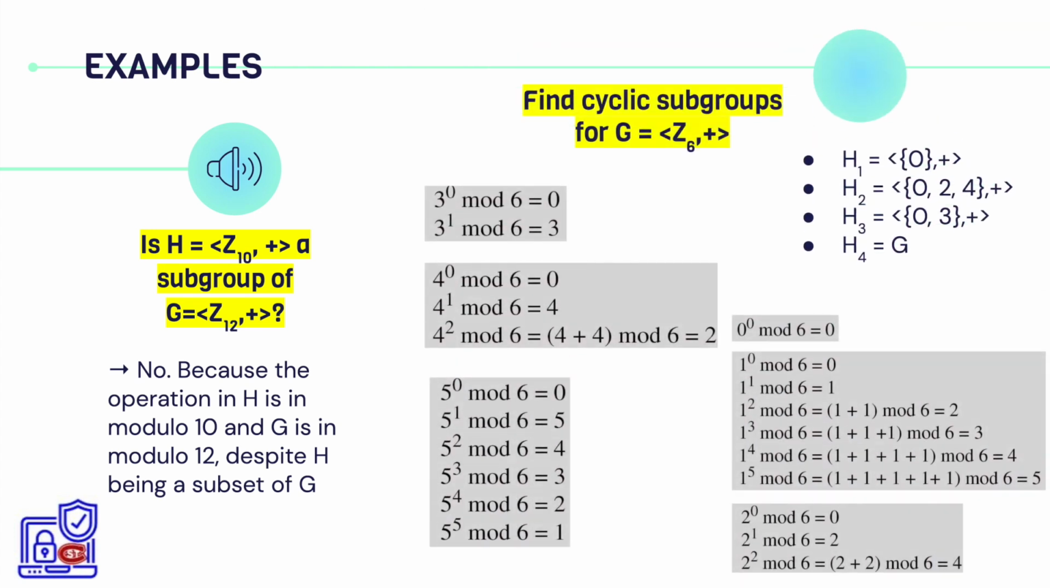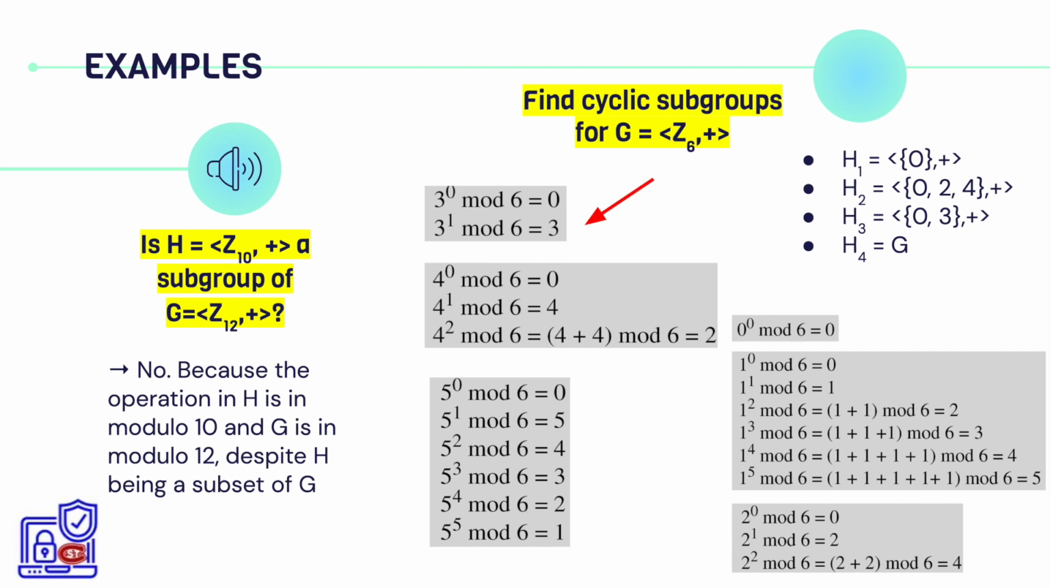Example 2. Find cyclic subgroups for G = Z6. First of all, Z6 has 6 elements ranging from 0 to 5, and from there we will have the following subgroups. The cyclic subgroup generated from 0 is H1, which has only one element, the identity element 0. The cyclic subgroup generated from 1 is H4, which is G itself. The cyclic subgroup generated from 2 is H2, which has 3 elements: 0, 2, and 4.